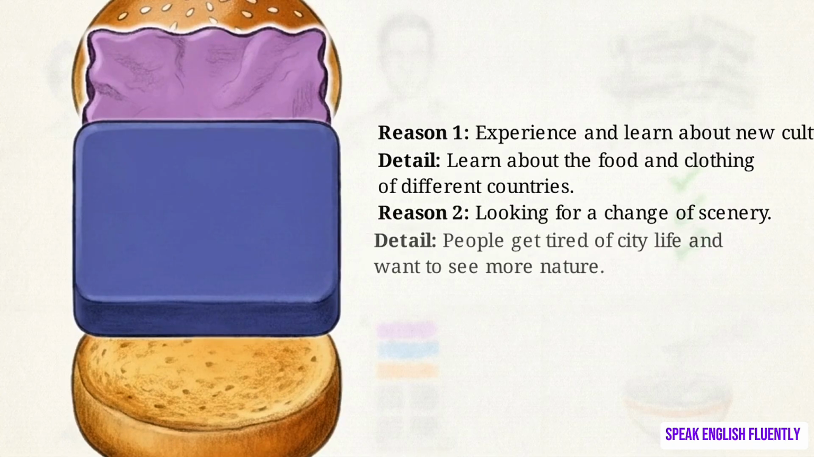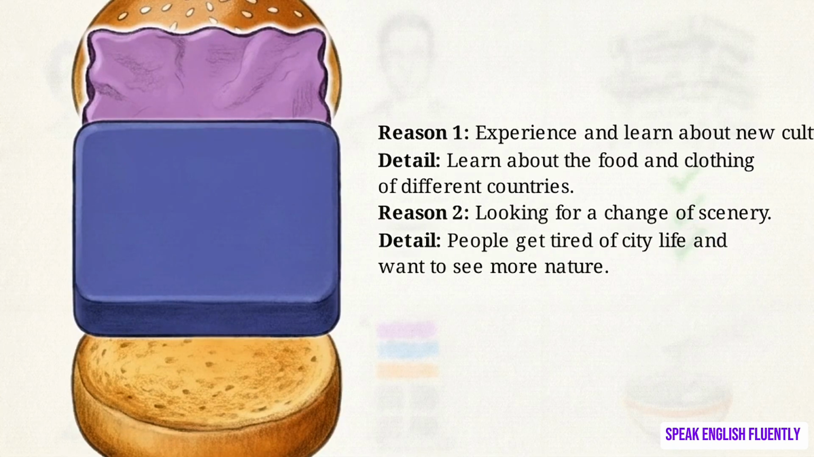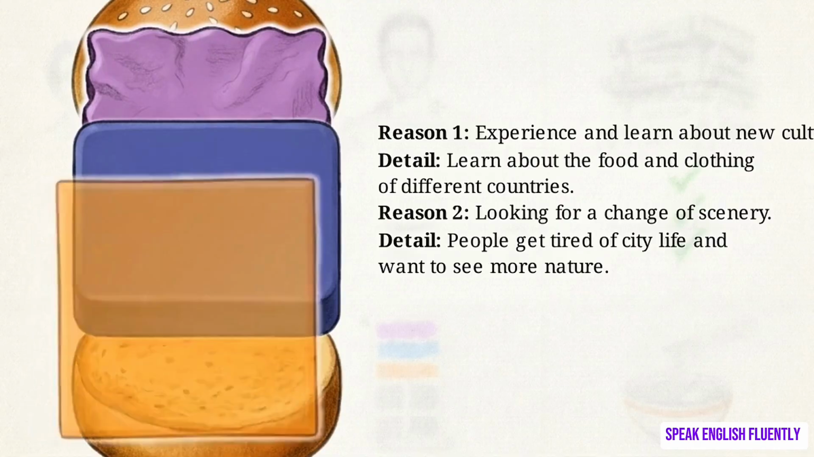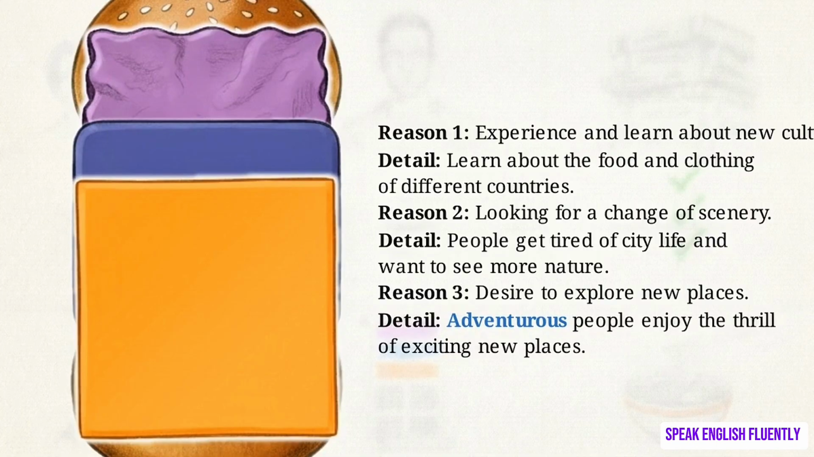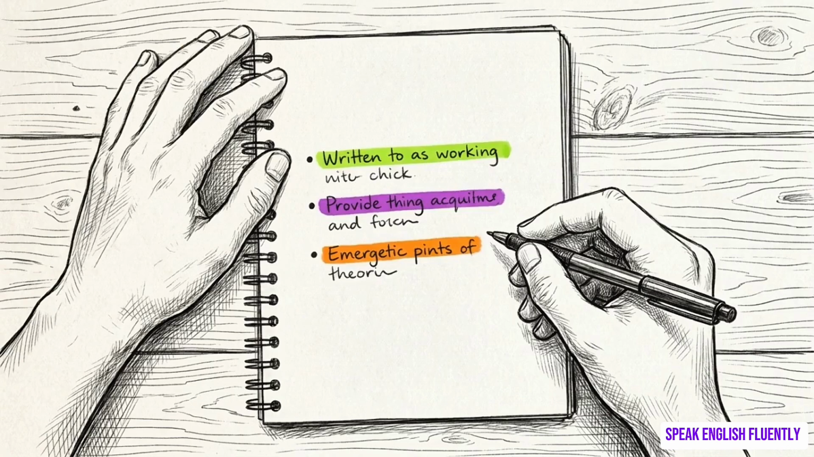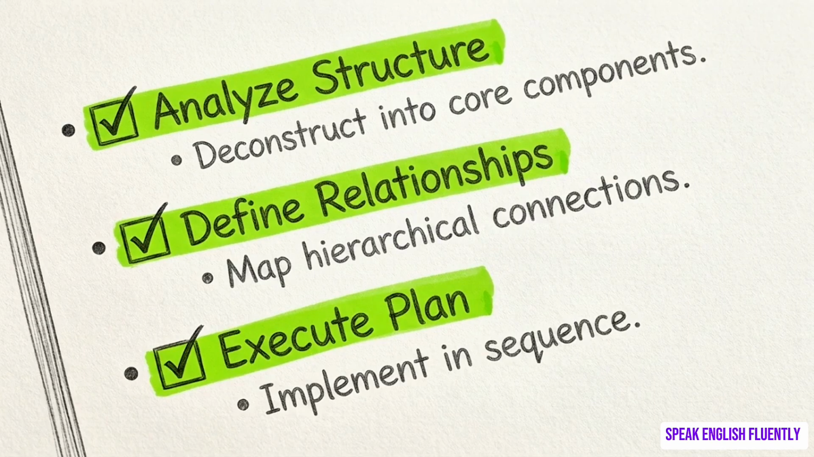The second reason is that people want a change of scenery. The detail, many people get tired of city life and want to see more nature. Finally, the third reason is the desire to explore. The detail, adventurous people enjoy the thrill of seeing exciting new places. On your own paper, fill in that blank space with 3 reasons and 1 supporting detail for each. This habit of systematically backing up your opinions prevents nervous rambling and keeps your explanation focused.